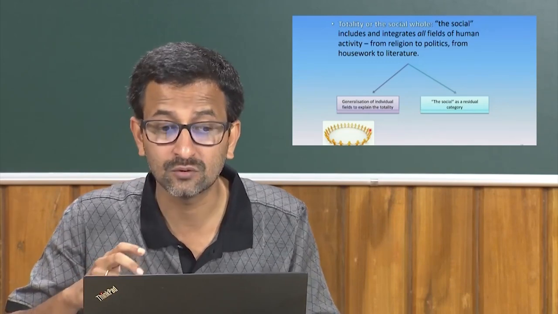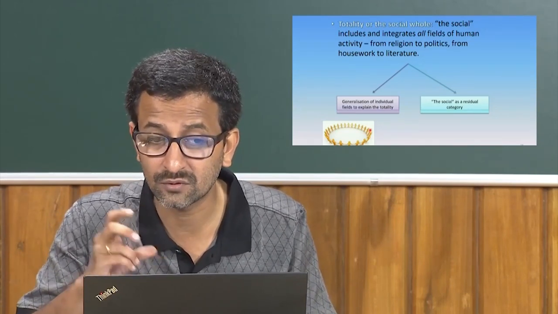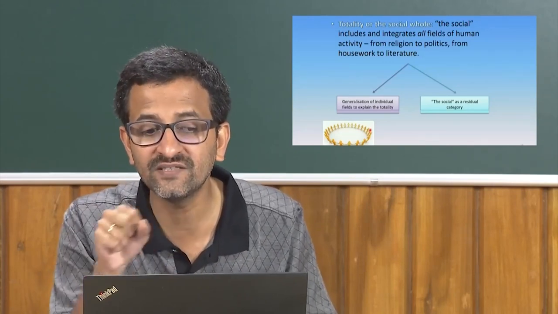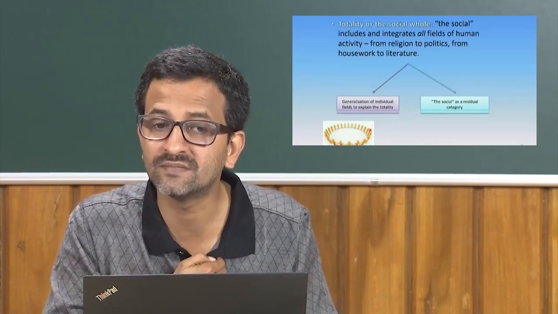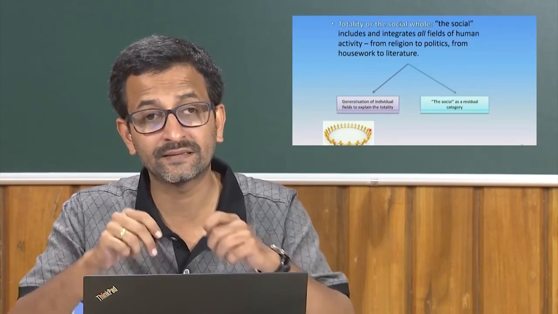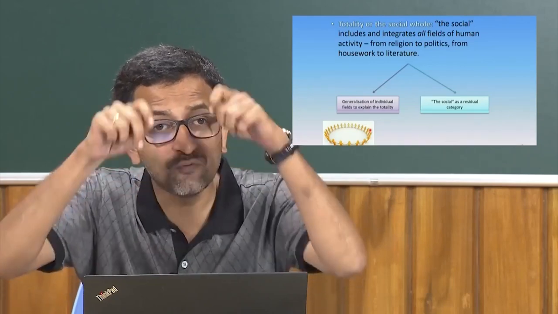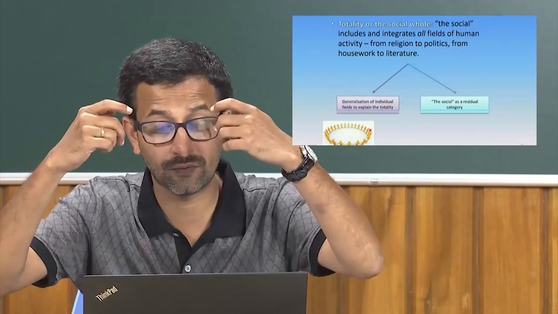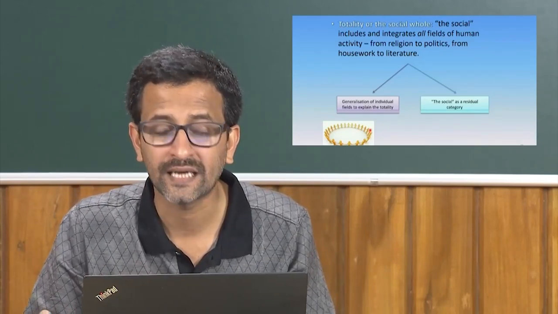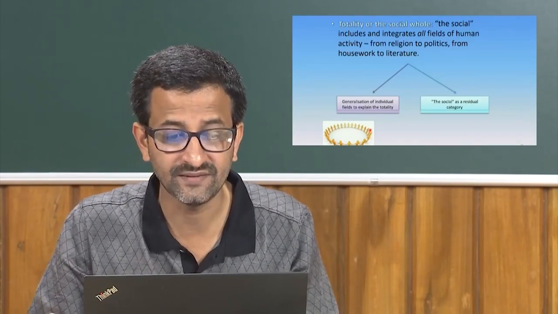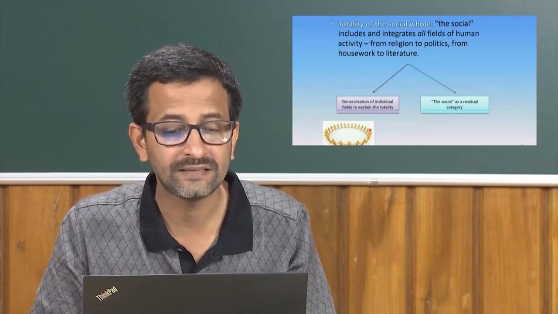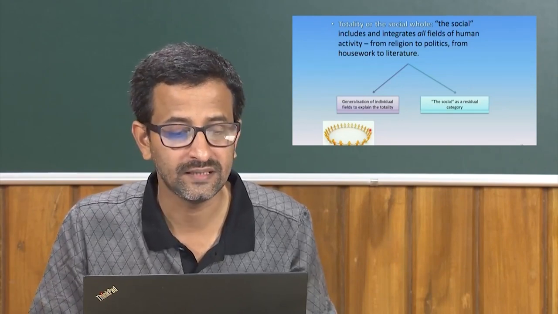Then what we have discussed, the social totality or the social whole: the social includes and integrates all fields of human activity, ranging from religion to politics, from housework to literature, and so on. It takes two forms. When I say the social includes and integrates all fields of human activity and creativity, I mean generalization of individual fields to explain the totality, and secondly, the social as a residual category.